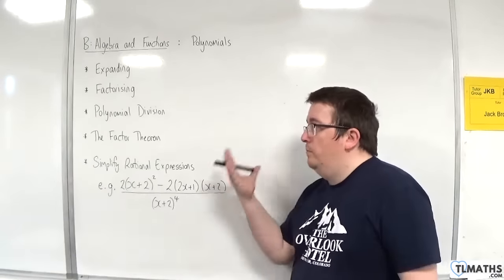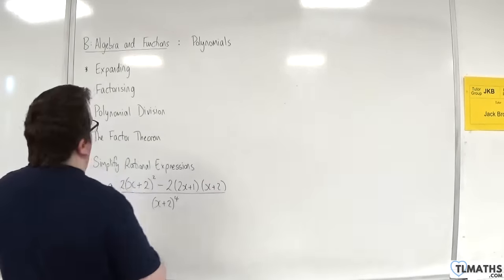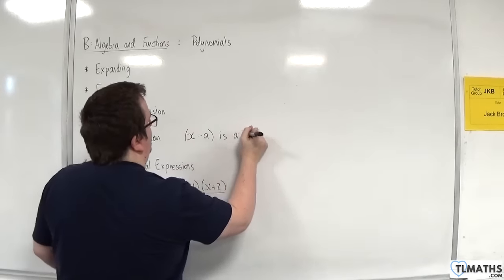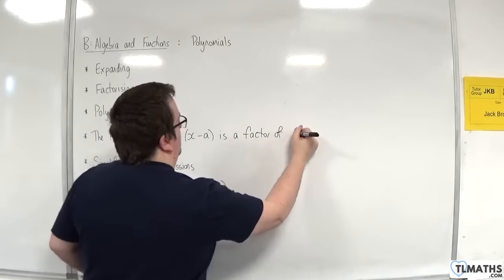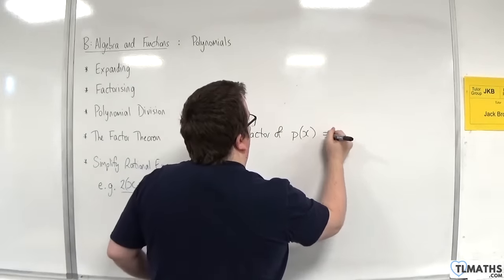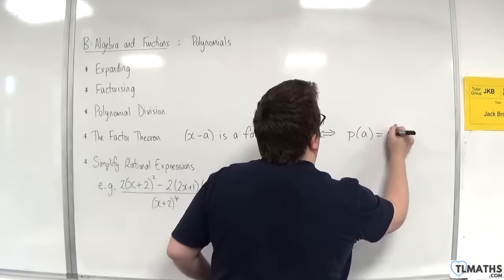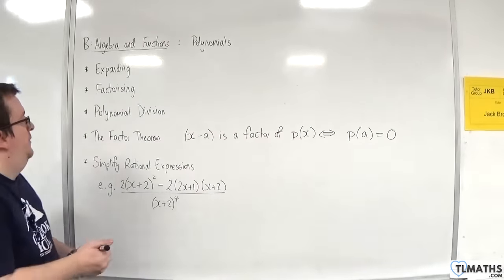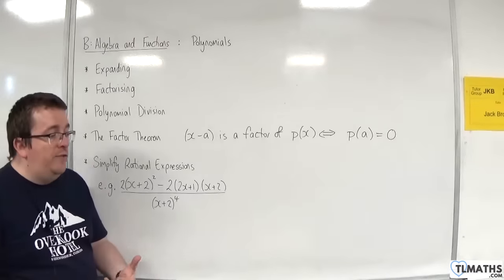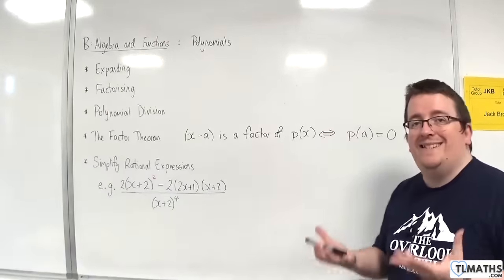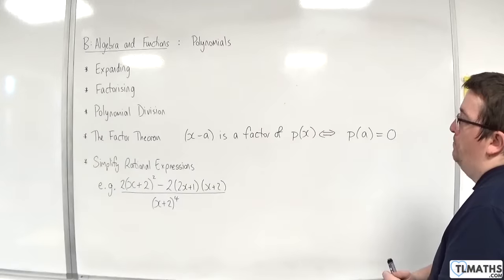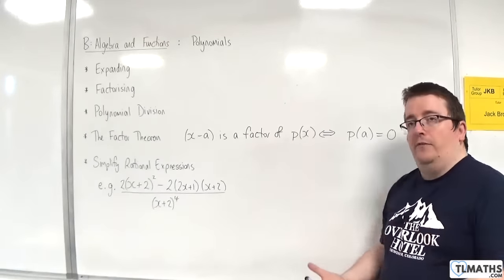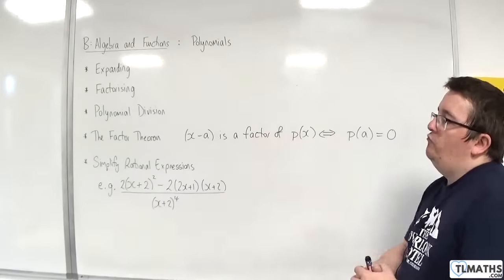Now, the factor theorem, remember to make use of that. So remember that states that x minus a is a factor of P(x) if and only if P(a) is 0. So here P(x) is a polynomial. Okay, so that is your factor theorem. Make use of that and don't forget to include a concluding statement. Okay, so if you've shown P(a) is 0, then state therefore x minus a is a factor of P(x).